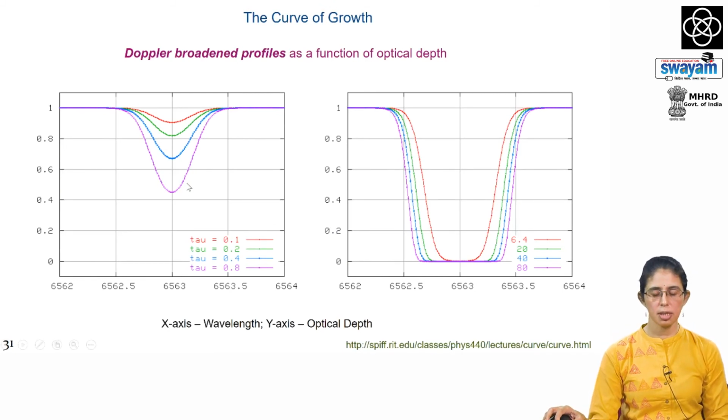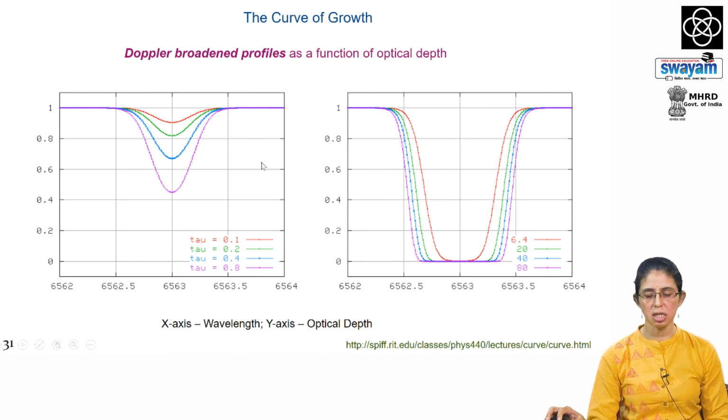This slide shows the result of modeling of the broadening of Doppler profiles, that is the thermal profiles, as a function of optical depth. On the left hand side, one can see how the profile changes with an increase in the optical depth. When I say increase, I mean the increase in the equivalent width. On the other hand, the right hand side shows how the profiles would look like for very large optical depth. One can see that the profile becomes more and more saturated as the optical depth increases.